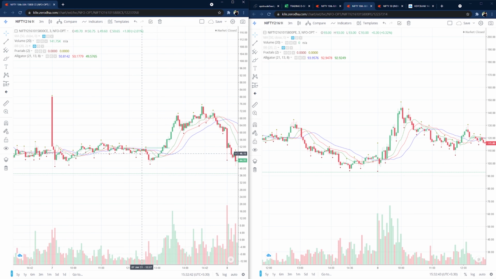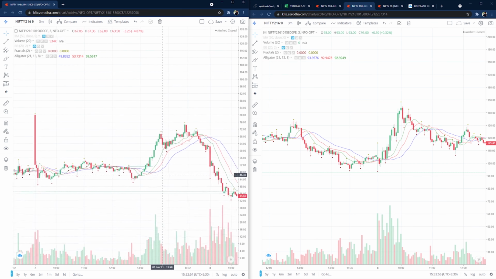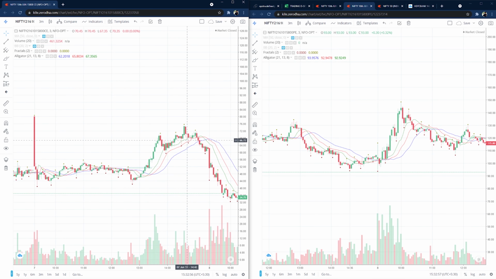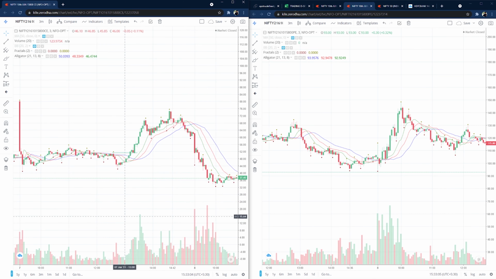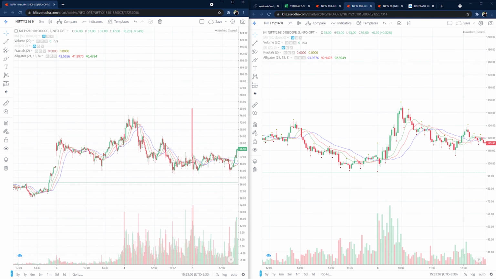See this, there are two fractals over here. The low of the previous two fractals will be your stop loss, and this will be your entry. Once you enter this trade, your exit will be somewhere here because this candle hit the previous fractal. This candle broke the previous fractal's value. This is how you follow trend option buying.